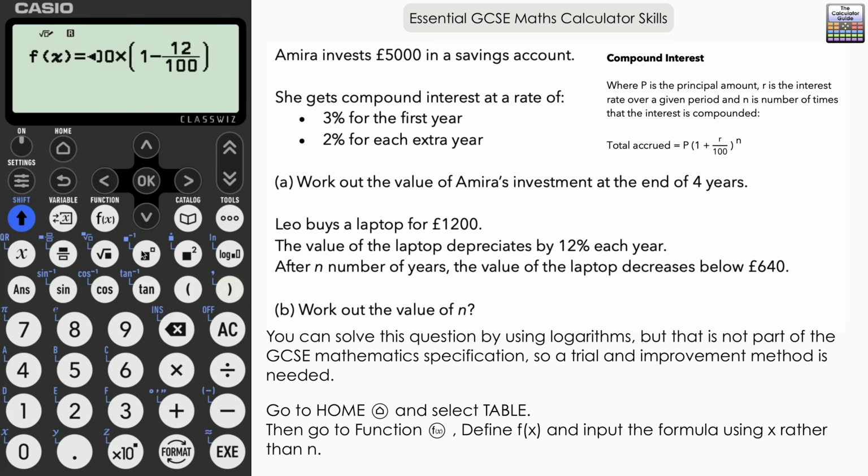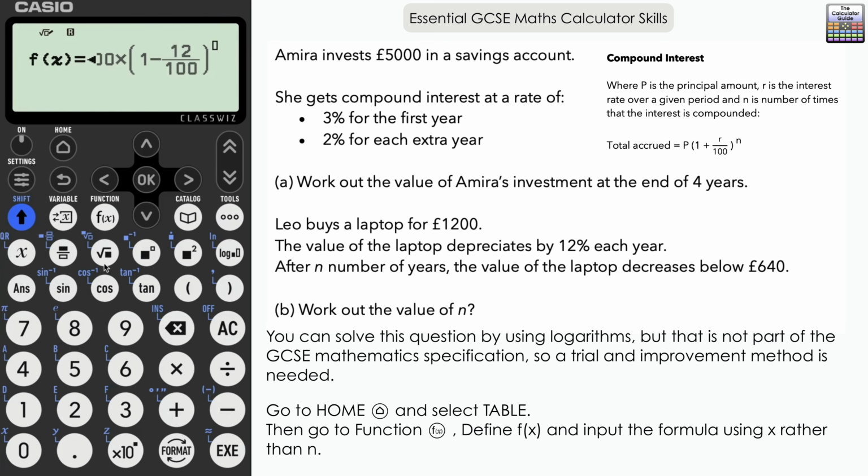Now we don't know the number of years that it will take to go below 640. So we raise it to the power of, well, the calculator works in x rather than n. So we're going to just use x instead and just put an x using the x button in that place and press execute.